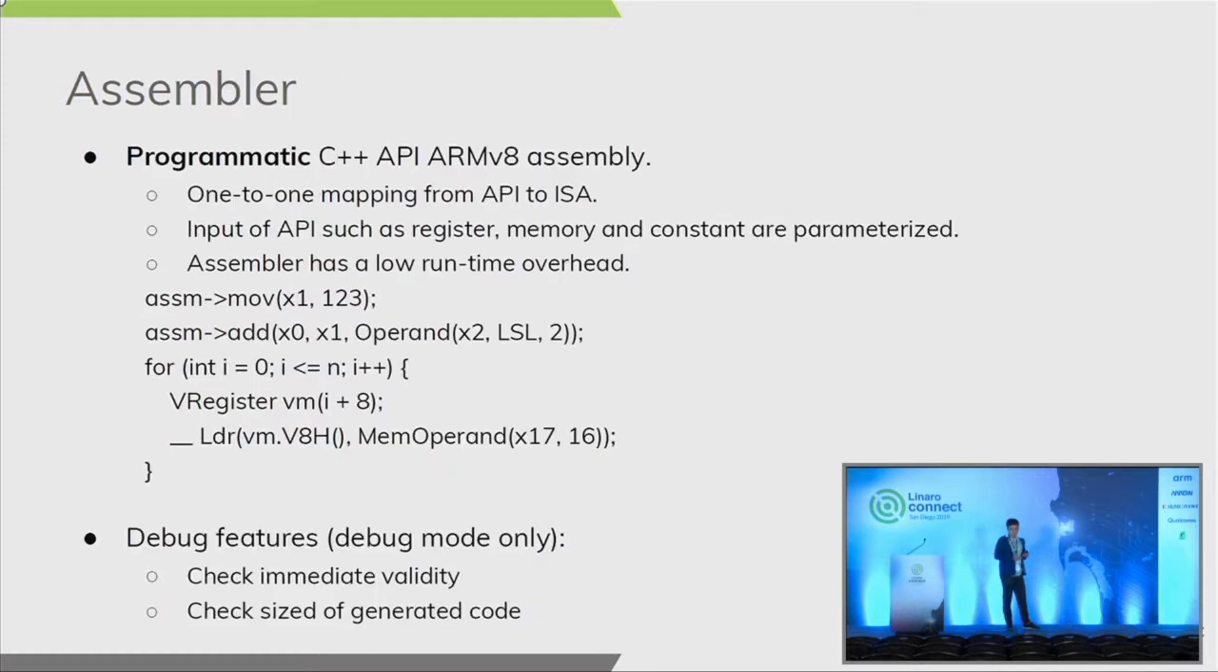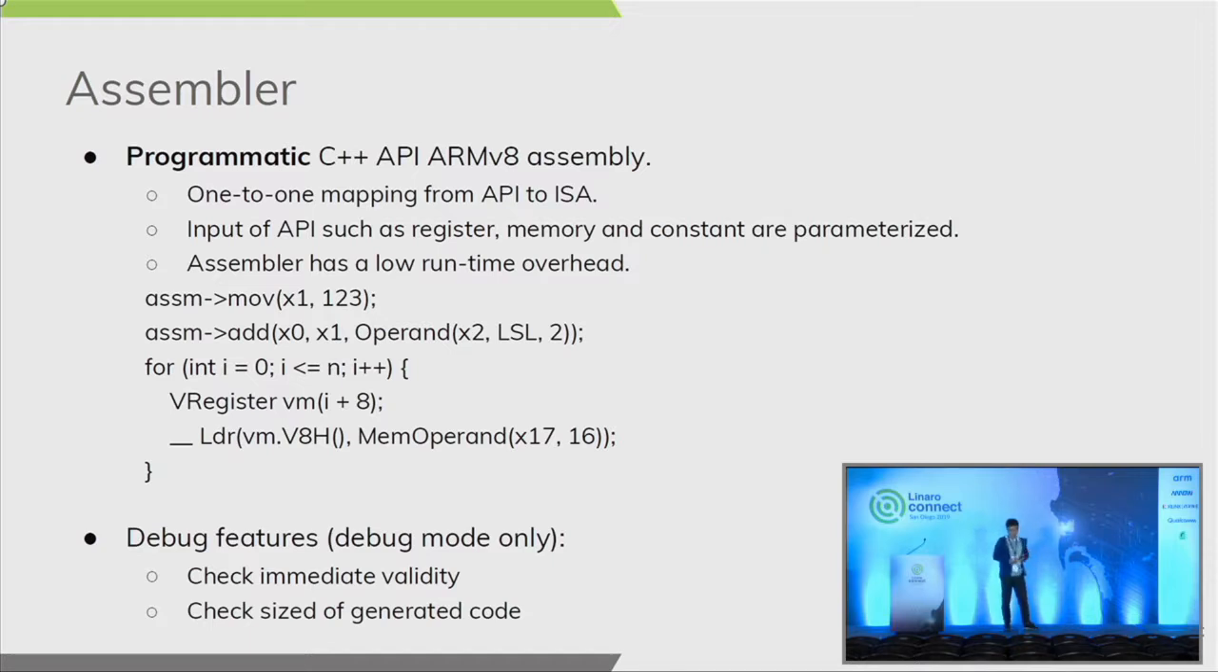Assembler. The assembler is used to generate ARM v8 assembly at runtime. It provides a programmatic API, which is written in C++. These APIs are a one-to-one mapping from API to the ARM v8 ISA. The inputs of the APIs, such as register, memory, and constant, are all parameterized. I think it is intuitive to use.